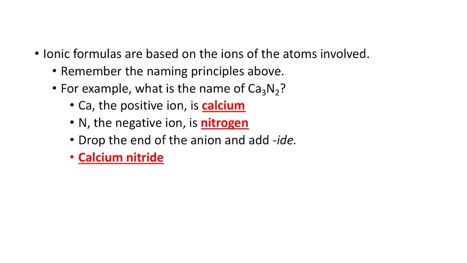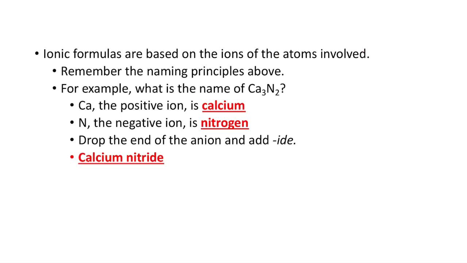Ionic formulas are based on the ions of the atoms involved. Remember the naming principles above. So for example, what is the name of Ca3N2? So first we're going to look at the elements without the numbers. So Ca, if we look on the periodic table, is the positive ion. This is calcium. So remember positive ion first. This is our metal. N is our non-metal, negative ion.